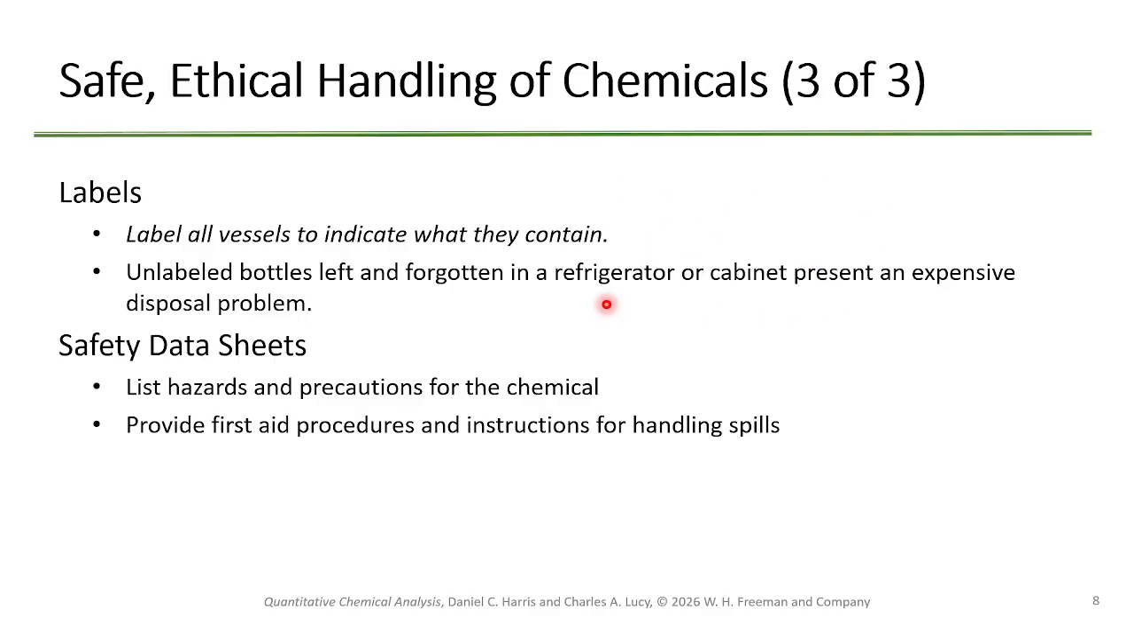Right? Okay, so unlabeled bottles that are forgotten in cabinets, refrigerators, these actually can become incredibly expensive disposal issues. I once saw somebody not know what a gallon of something is, and it cost them $20,000 to dispose of it. And so everything should always be labeled, right? Okay. Anybody know what a label actually has on it?